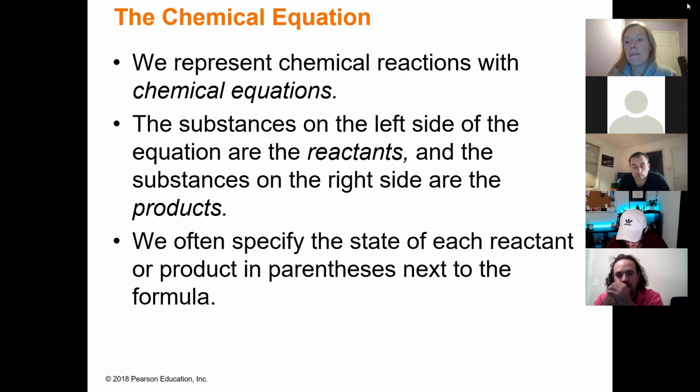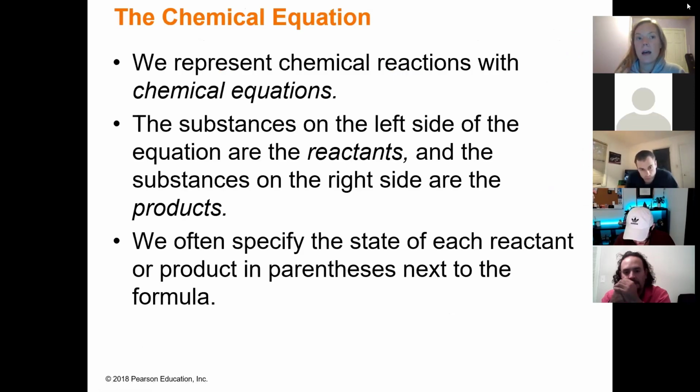Okay, so how do we represent that something has undergone a chemical reaction? We do this with a chemical equation. If the symbols for the elements are the letters, and we put those together to make compounds, and the compounds are the words, then a chemical equation is going to be a sentence. So we're going to start to combine chemicals together in an equation.